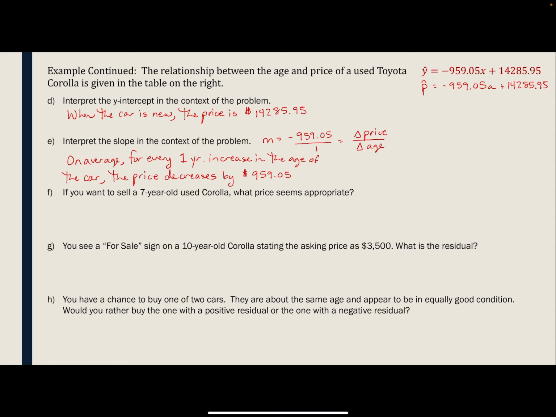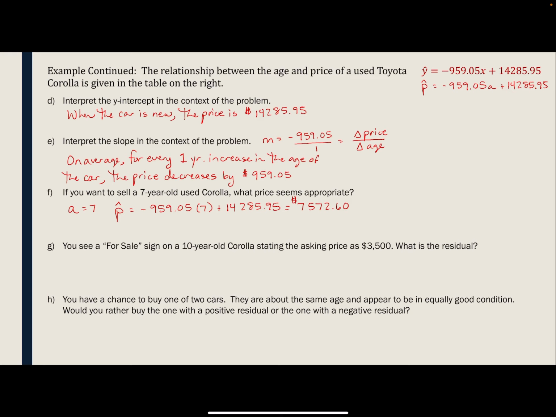Part F. If you want to sell a 7-year-old used Corolla, what price seems appropriate? In this case, we're going to use the model, and we know that the age, A, is 7. So an appropriate price, P hat, would be negative 959.05 times 7 plus 14,285.95. And that gives us 7572.60.